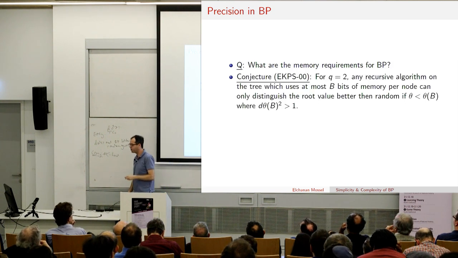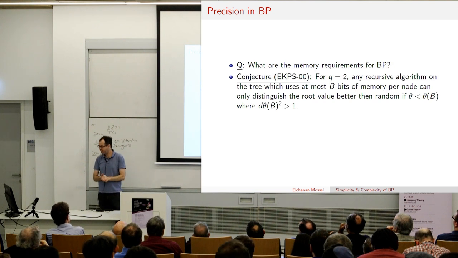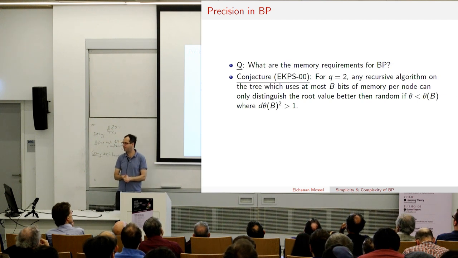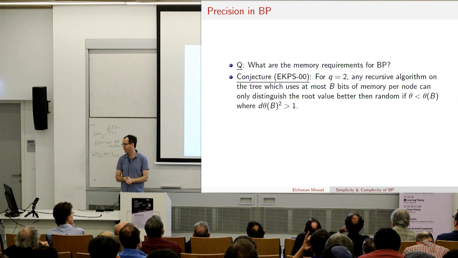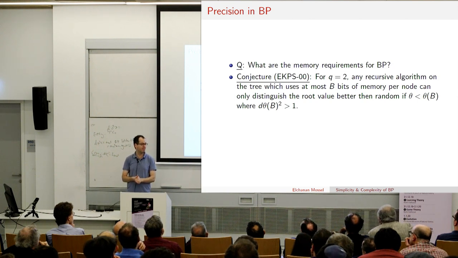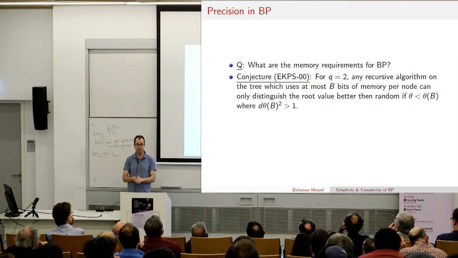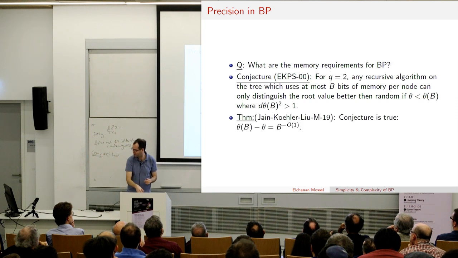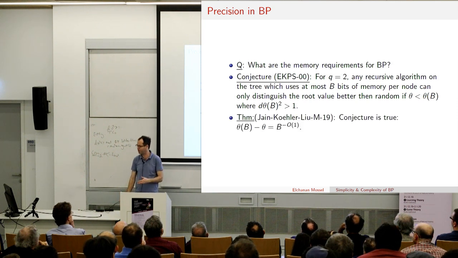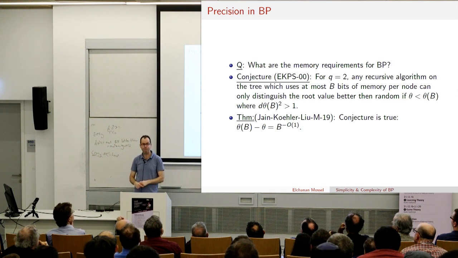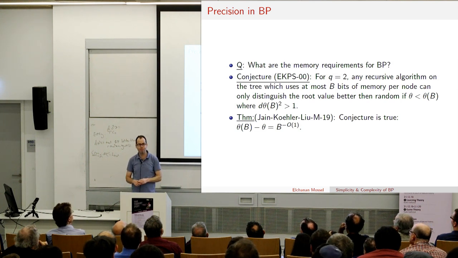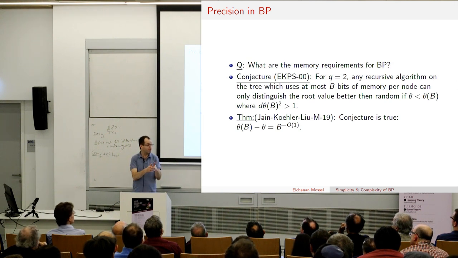And already in this paper from almost 20 years ago, by Evans, Kenyon, Peres, and Schulman, there was this conjecture that for Q equal 2, any recursive algorithm on the tree which uses at most B bits of memory per node could not achieve this Kesten-Stegum bound. It works only below the Kesten-Stegum bound, with some dependency on how much memory it has. And you know, maybe I'll stop the talk here, but we proved that this is correct, in joint work with Vishesh Jain, Freddy, who is here somewhere, and Jingbo Liu. We proved that this conjecture is true, and any bounded amount of bits is not enough. You actually have to use infinite precision if you want to get all the way to the threshold.